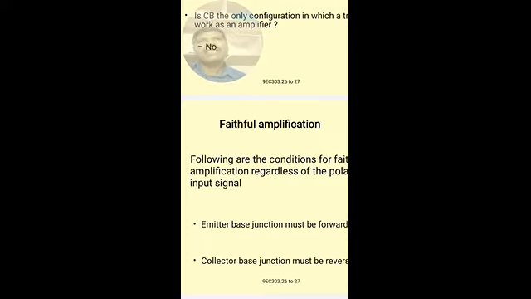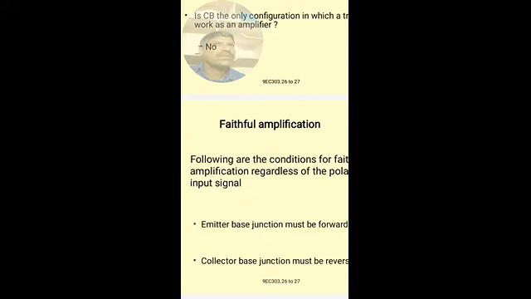So CB has a high voltage gain, but it has no current gain. Current gain is less than unity. In CC we have a high current gain, but no voltage gain in common collector configuration. In CB we have high voltage gain but no current gain. So in CB we have a unity current gain, and in CC we have a unity voltage gain.